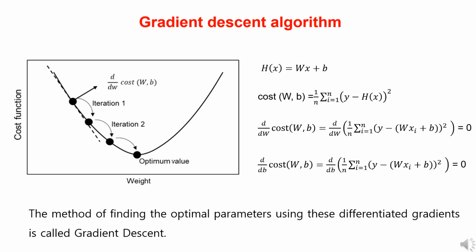To summarize the method for finding the optimal model in artificial intelligence, it involves determining the model that minimizes the cost function, which represents the difference between the actual values and the predicted values. Starting from an arbitrary point on the cost function graph, the goal is to find the minimum point. Assuming the prediction model is wx plus b, with two variables w and b, we compute the gradient values by partially differentiating the cost function with respect to each variable. We then find the values of the variables at the point where the gradient is 0. The method of finding the optimal parameters using these differentiated gradients is called gradient descent.